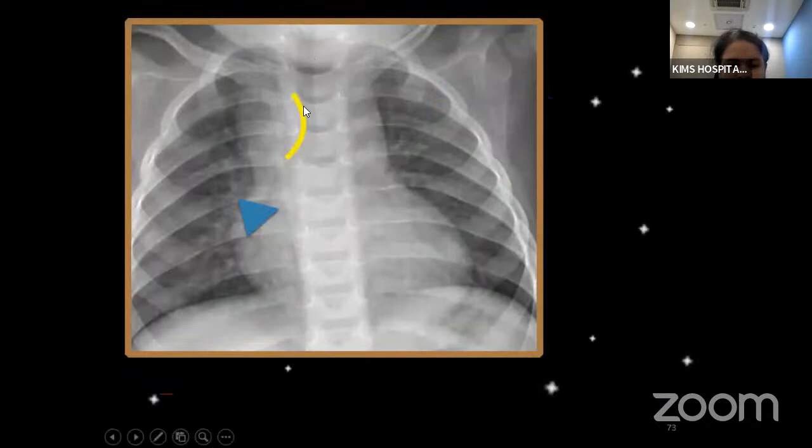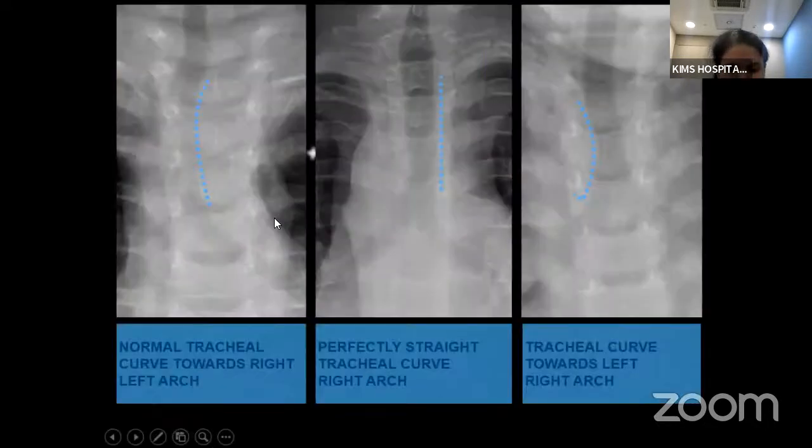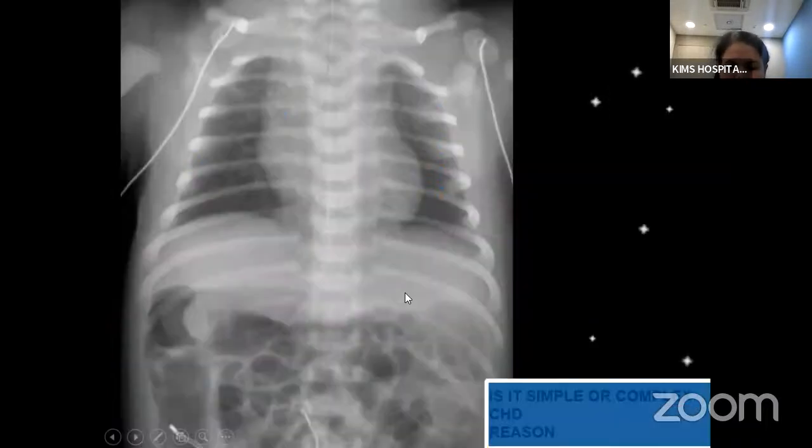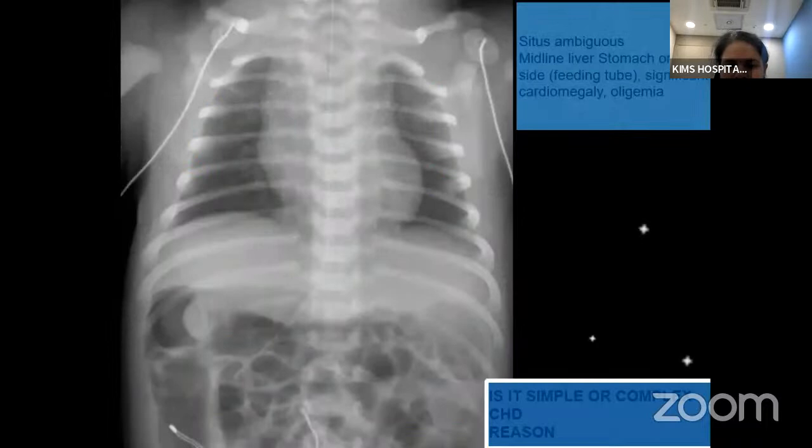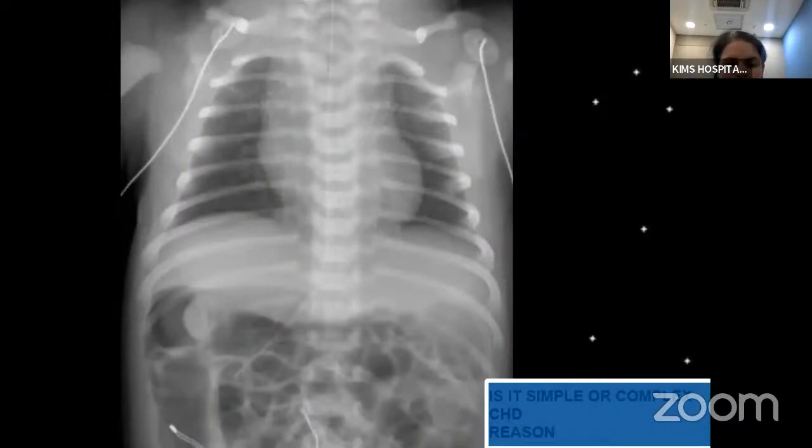Some clues that we can get by looking at the tracheal indentation. The normal tracheal air shadow will typically curve on the right side. So there is a curve towards the right side, and this is representative of the left aortic arch, which is normal. Whereas if we see that the tracheal indentation is either perfectly straight, or if it has a curve towards the left, it is usually indicative of a right aortic arch. And a right aortic arch is usually seen in certain conditions such as truncus arteriosus and tetralogy of Fallot.